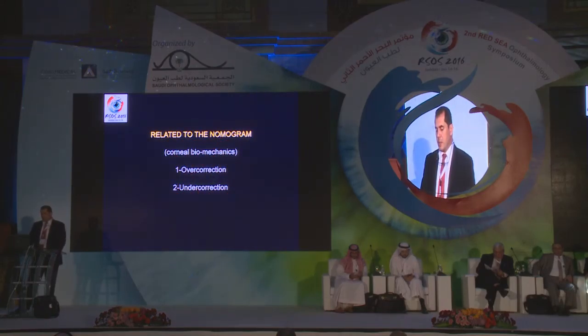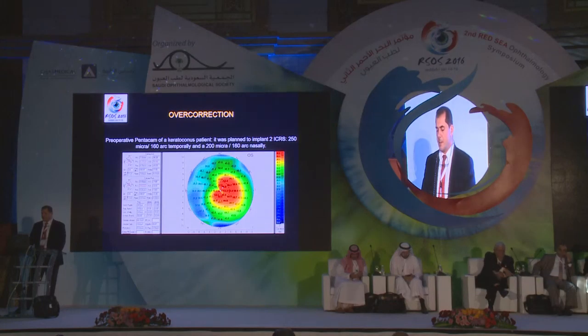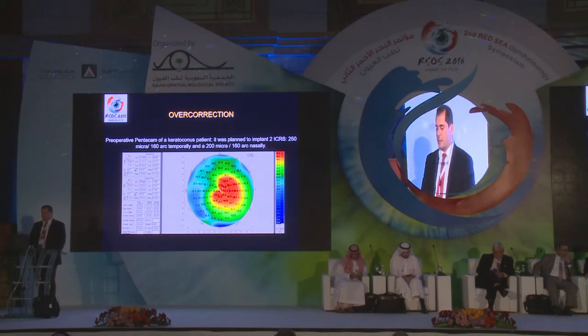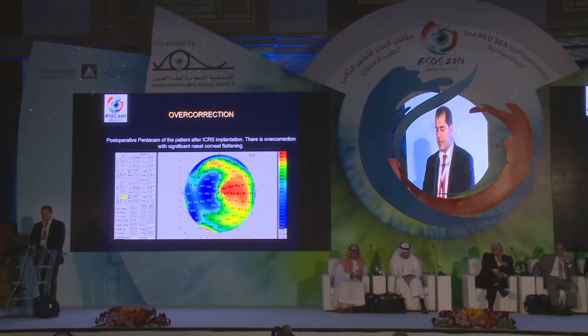Complications related to the nomogram: overcorrection or undercorrection. Here, regarding the overcorrection, preoperative Pentacam of a keratoconus patient. It was planned to implant two intracorneal ring segments, 250 micron, 160 arc temporally, and 200 micron, 160 arc nasally. The postoperative Pentacam of the patient after intracorneal ring segment implantation: there is overcorrection with significant nasal corneal flattening.